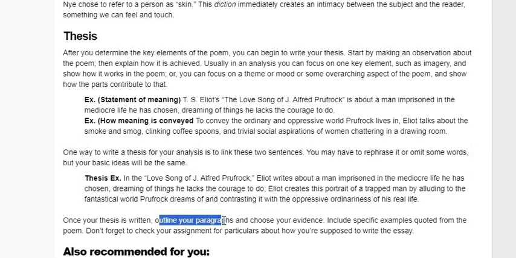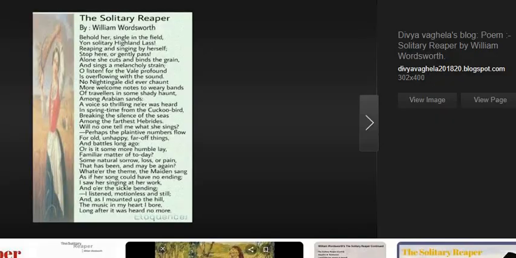So this is how you outline your paragraphs and you choose your evidence. Now, how are you going to write it on a piece of paper in an assignment? First of all, you're going to choose a poem. Let me show it to you. For example, I've just written The Solitary Reaper by William Wordsworth on Google, and here you have the poem right in front of you, okay?